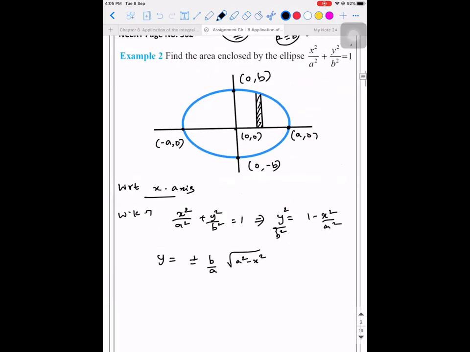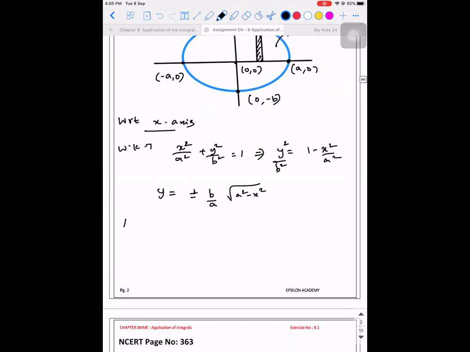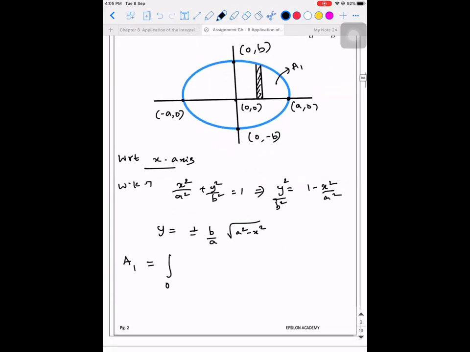So again we'll do the same thing. You will calculate the area of one sector and multiply it with 4. So a1 is how much? Integral from 0 to a of (b by a) root of (a square minus x square) dx. You take out b by a, and you do root of a square minus x square.